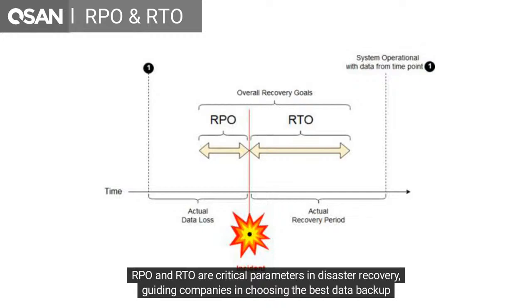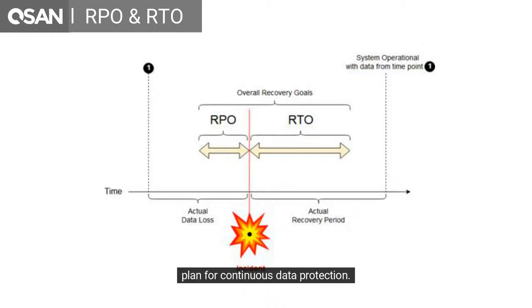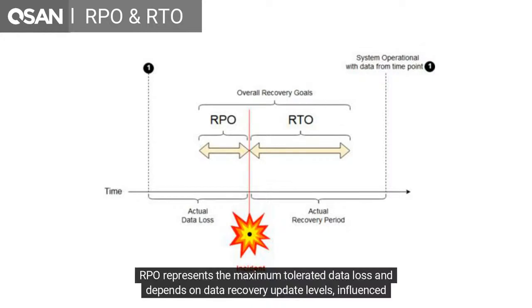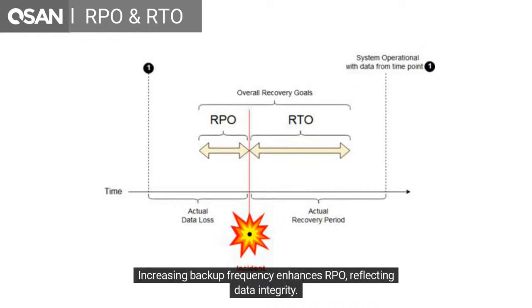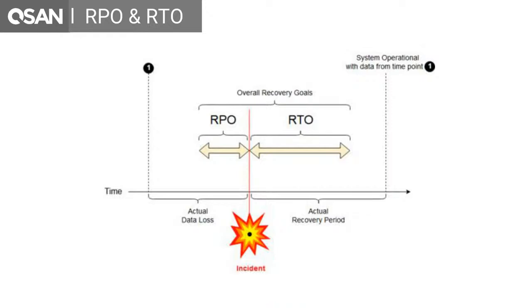RPO and RTO are critical parameters in disaster recovery, guiding companies in choosing the best data backup plan for continuous data protection. RPO represents the maximum tolerated data loss and depends on data recovery update levels, influenced by backup frequency. Increasing backup frequency enhances RPO, reflecting data integrity.